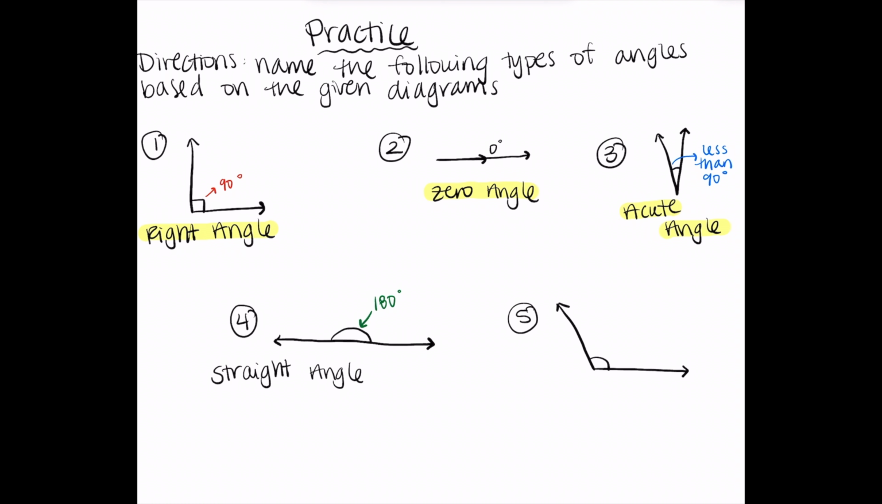And our last practice problem for today, looking at number 5, this angle, it looks like it's greater than 90 degrees, right? But it's less than 180 degrees, so it's somewhere in between the two. And the name that we would classify this one as would be an obtuse angle. So number 5 would be an obtuse angle.